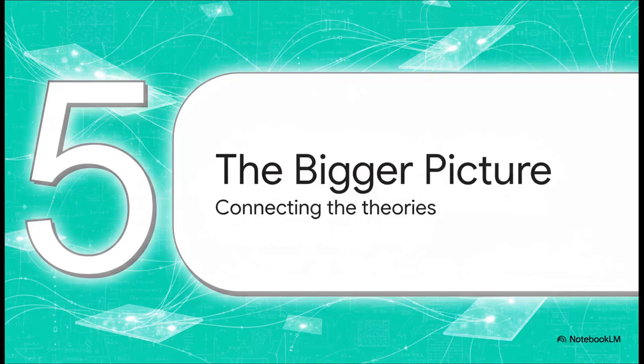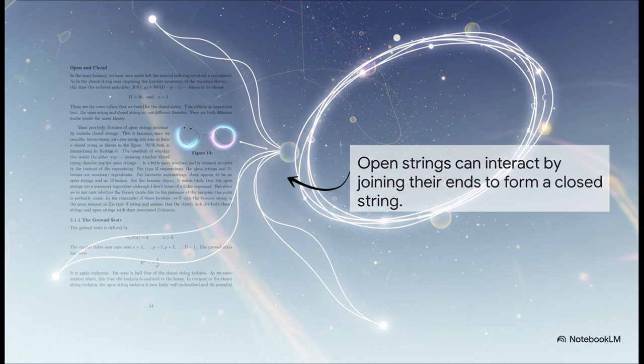So this all leads us to our final section. Let's zoom out and look at the bigger picture. How does this whole idea of open strings and the D-branes they end on fit into everything else we know about the universe? This diagram right here shows the final crucial piece of the puzzle. Open strings don't live in a vacuum. They can interact. And as you can see, two open strings can come together and their endpoints can meet and join up. And when that happens, they form a single closed loop. They become a closed string.